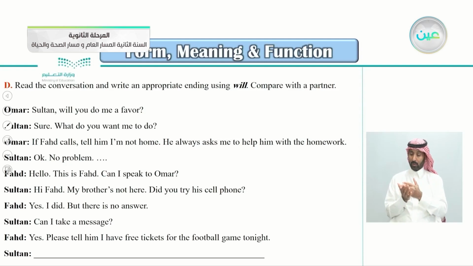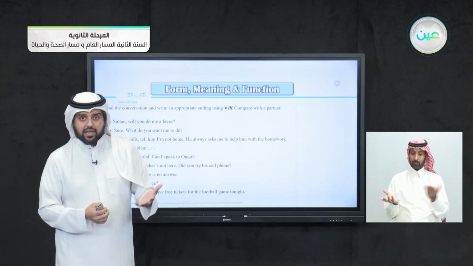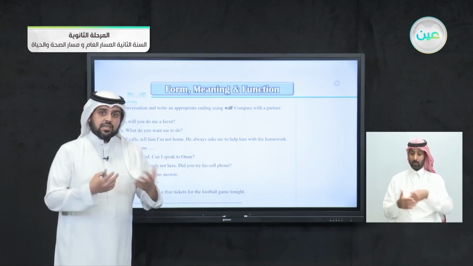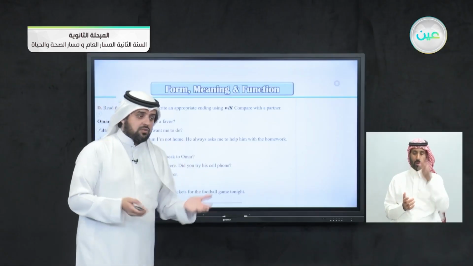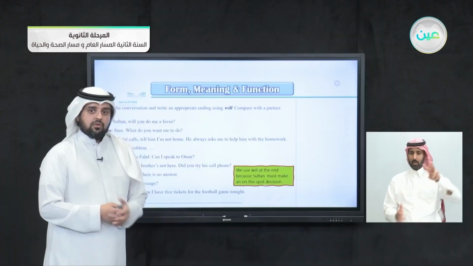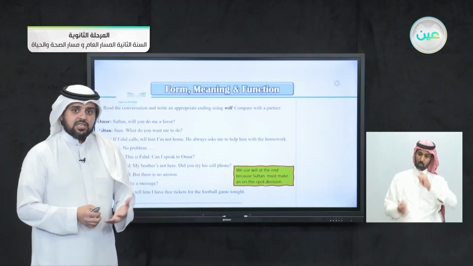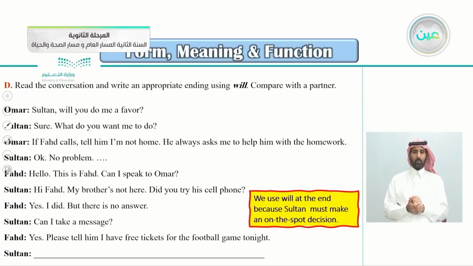So Sultan is his brother. He's calling not to ask for help with homework. No, he wants to pay him back. He is offering free tickets for the game. So what will Sultan's reply be? And remember, use will. Of course, you can answer as you like. Also remember, we use will at the end because Sultan must make an on-the-spot decision. We use will here because it's a spontaneous decision that was made on the spot.